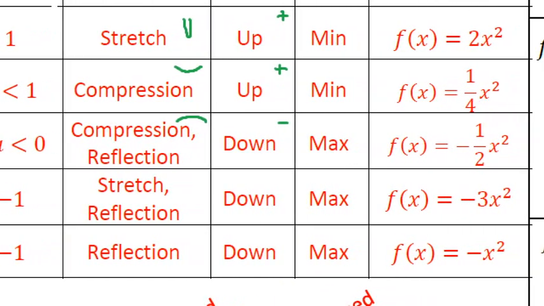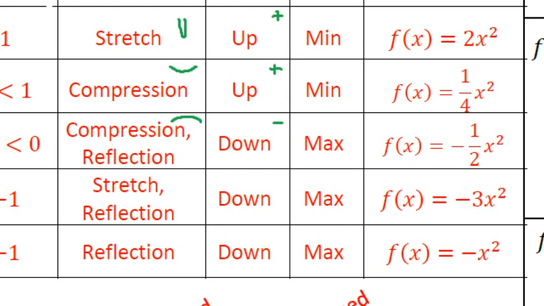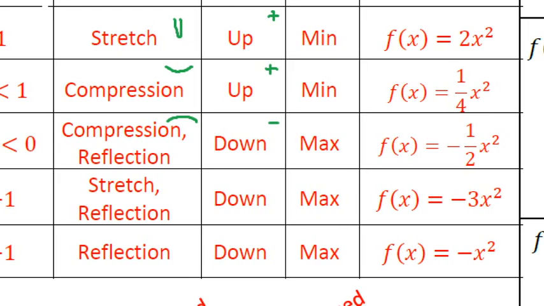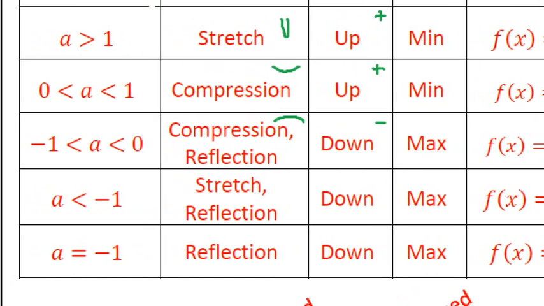F of x equals negative 1/2 x squared. Negative 1/2 is the value of a. The negative means the parabola faces down, or is reflected. The 1/2 means the parabola is compressed.